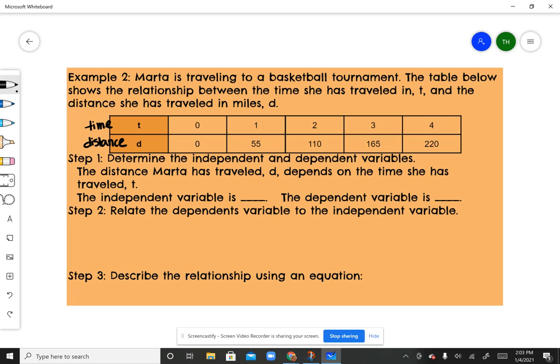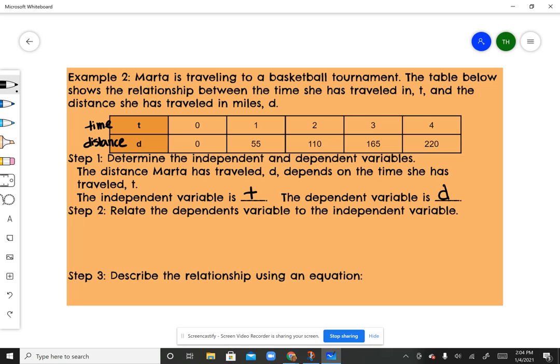Okay. Step 1. Determine the independent and dependent variables. The distance Marta has traveled, d, depends on the time she has traveled in t. So we know the independent variable is t, okay? And the dependent is our d, or our distance, because our distance depends on our time.